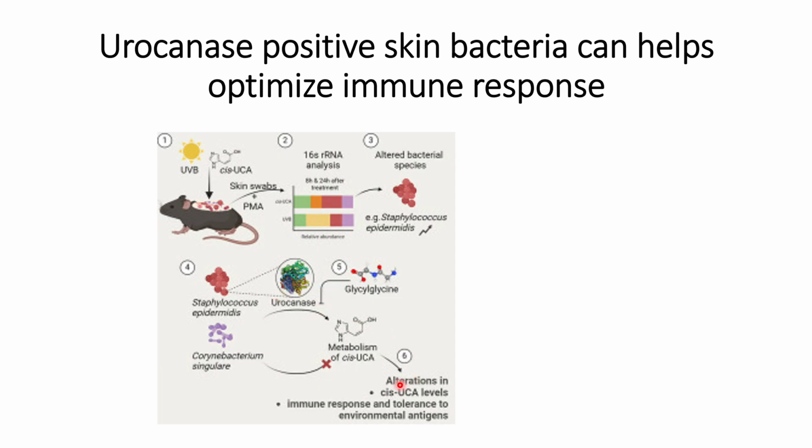And here is the final outcome: alterations in the cis UCA levels can be made using urocanase inhibitors. For example, they have used glycyl glycine. It can prevent the metabolism of urocanase to cis UCA, and thereby they can fine-tune the immune response and tolerance to environmental antigens.